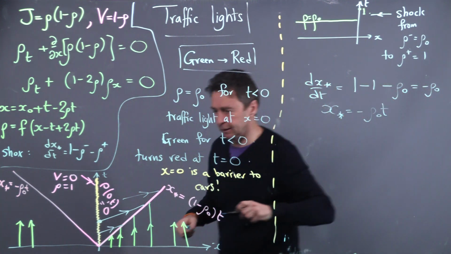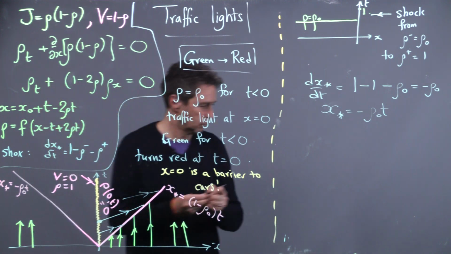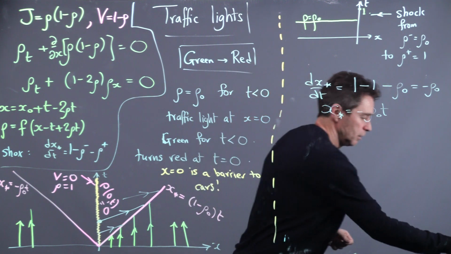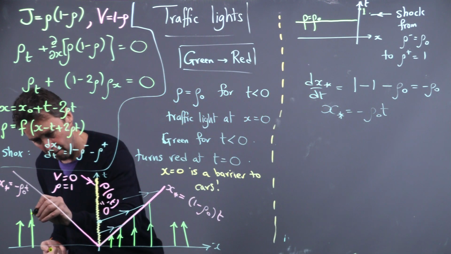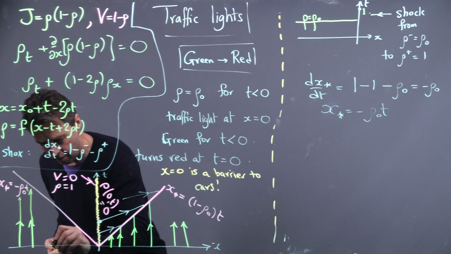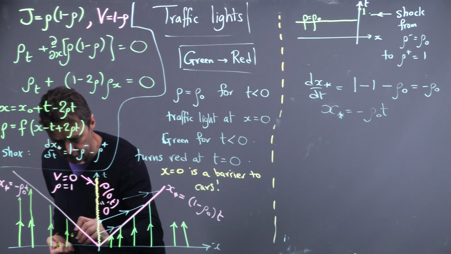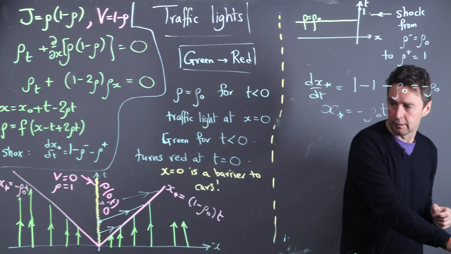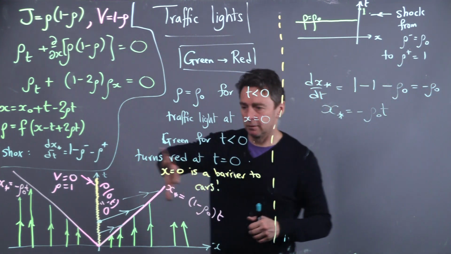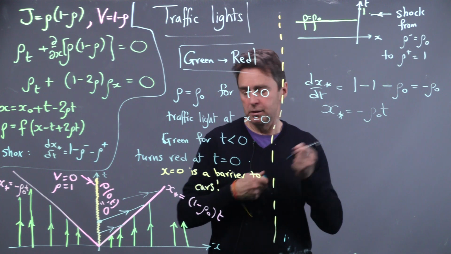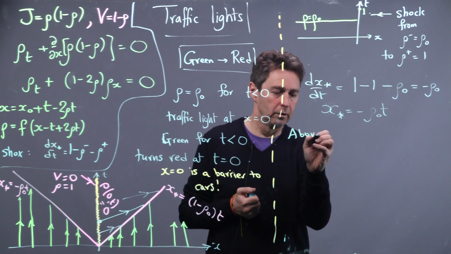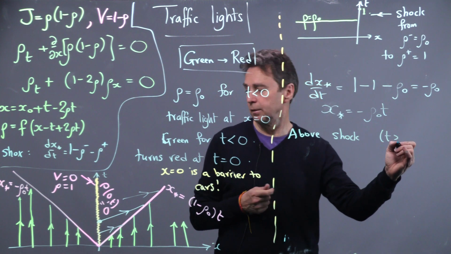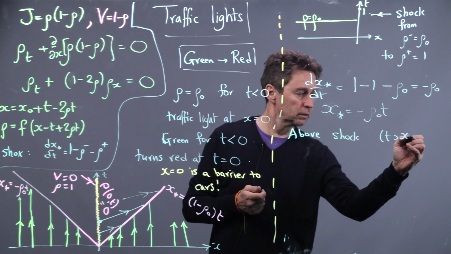Now, once again, that means that I can continue all of these characteristics up to the shock, like so. These get consumed by the left moving shock. And I can also do the same thing on this side. So above the shock, that's for t greater than x star.